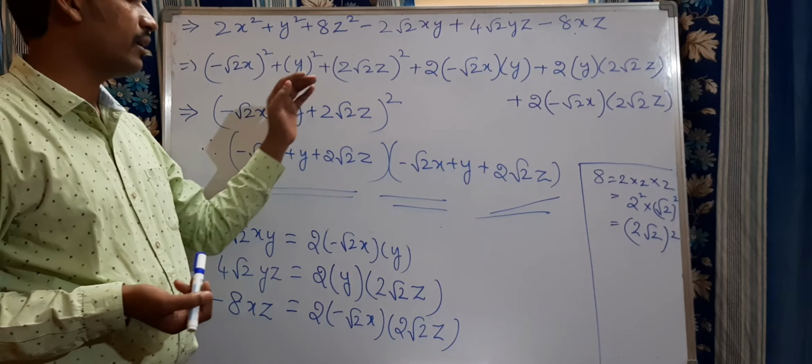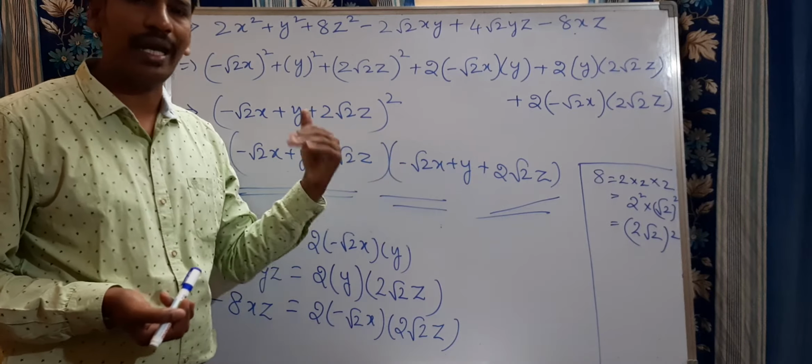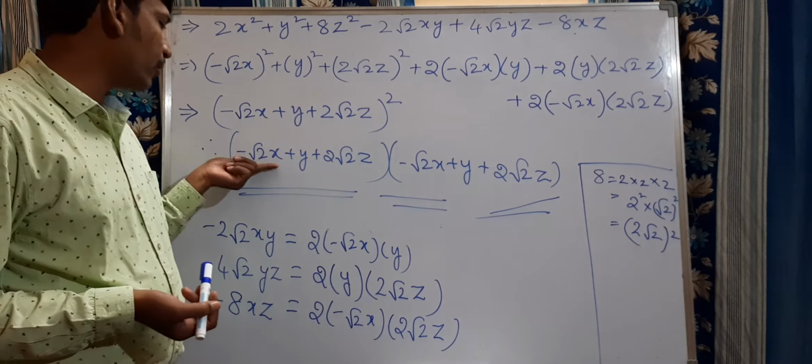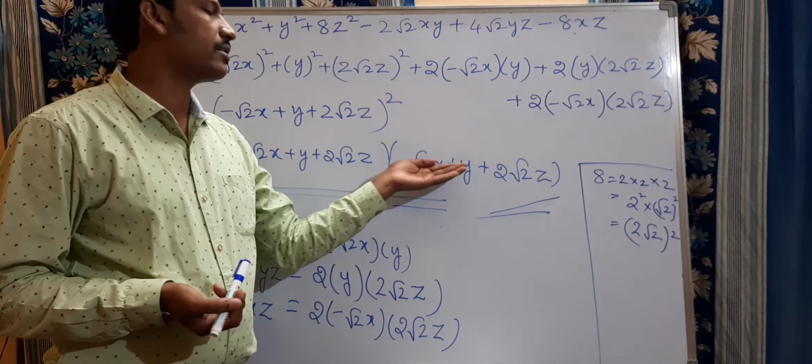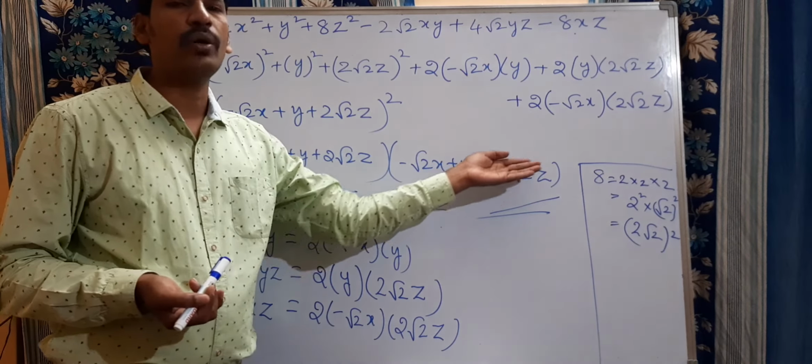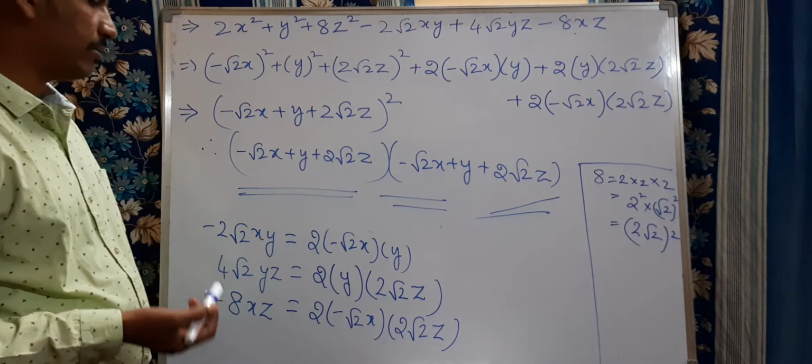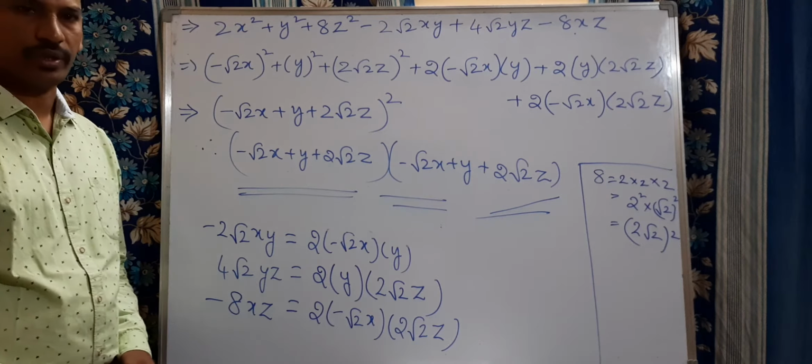That is nothing but, already I told you, a square is nothing but a into a. So here minus root 2x plus y plus 2 root 2z into minus root 2x plus y plus 2 root 2z. Clear, my dears? Please copy this. Let us move to the next question.